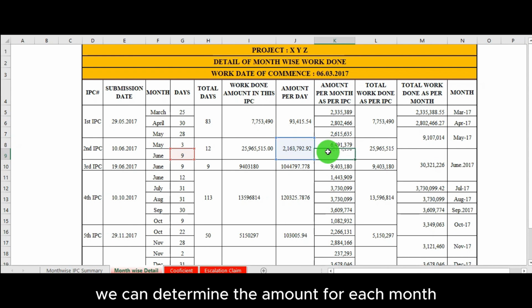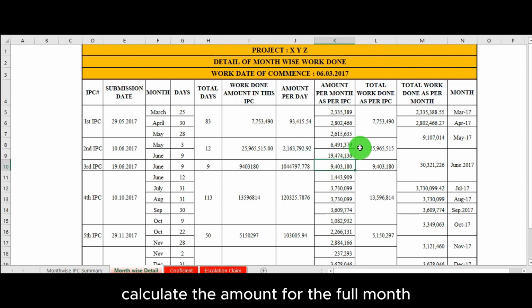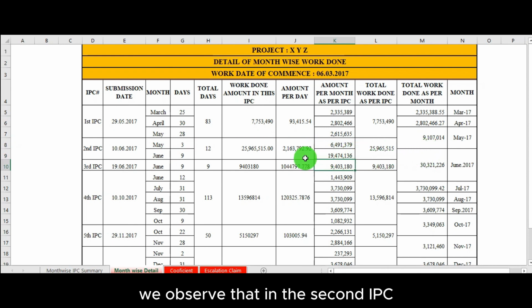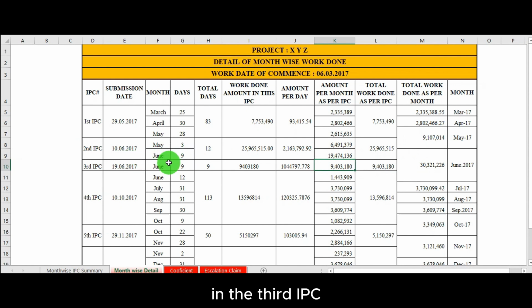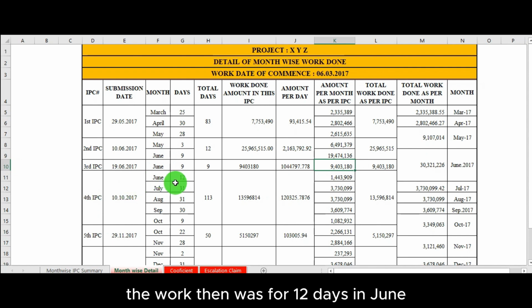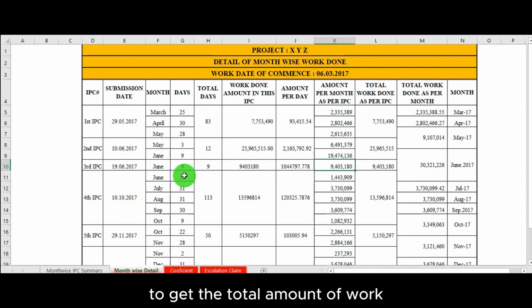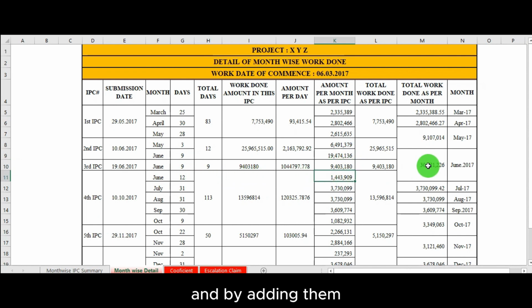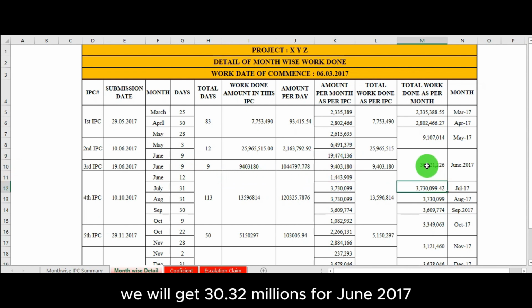We can determine the amount for each month. To calculate the amount for the full month, we observe that in the second IPC, work was done for 9 days in June. In the third IPC, it was also 9 days. And in the fourth IPC, the work done was for 12 days in June. To get the total amount of work done for the month of June, simply add these amounts together. And by adding them, we will get 30.32 millions for June 2017.